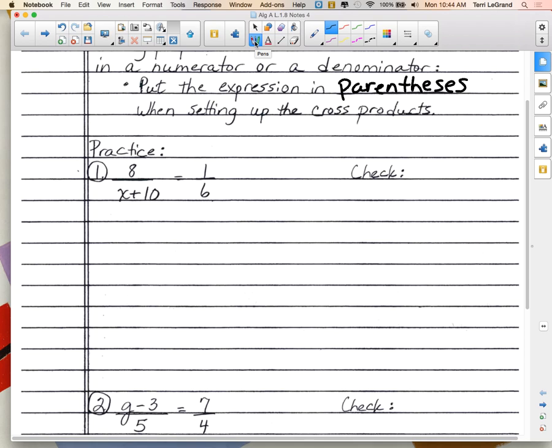So what's one set of cross products in this problem? What would be the multiplication on one of the sides? 8 times 6. 8 times 6.